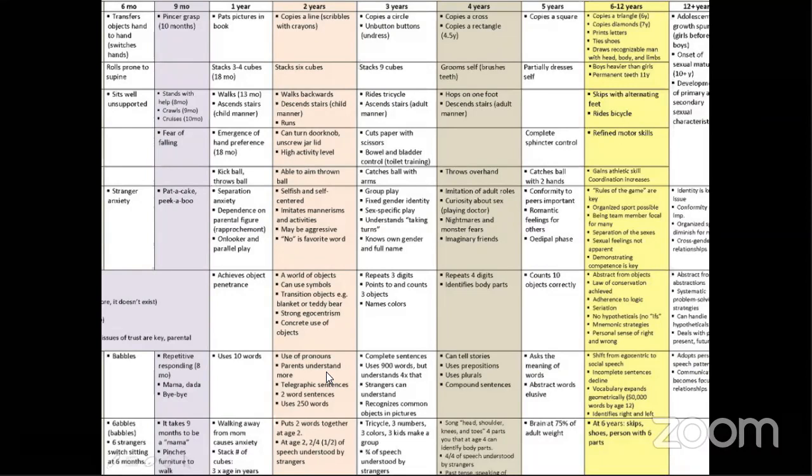And at the age of 2 years, they are able to pronounce, and the parents can understand their language. And they can use telegraphic sentences, 2-word sentences. They can use a maximum of 250 words at the age of 2 years. At the age of 3 years, they can use complete sentences, around 900 words, with understanding for that. Even strangers can understand the language, and they recognize common objects in pictures.